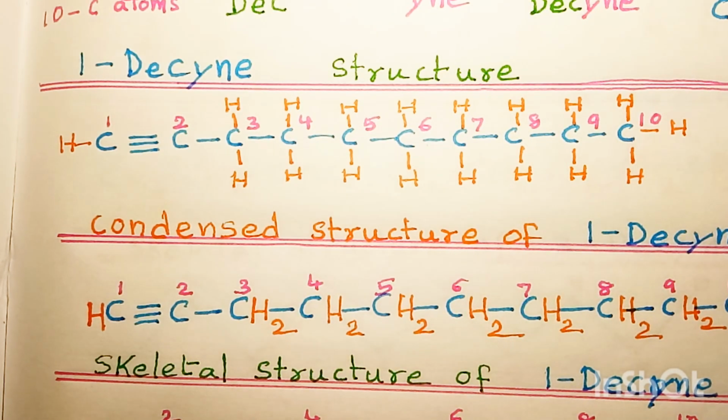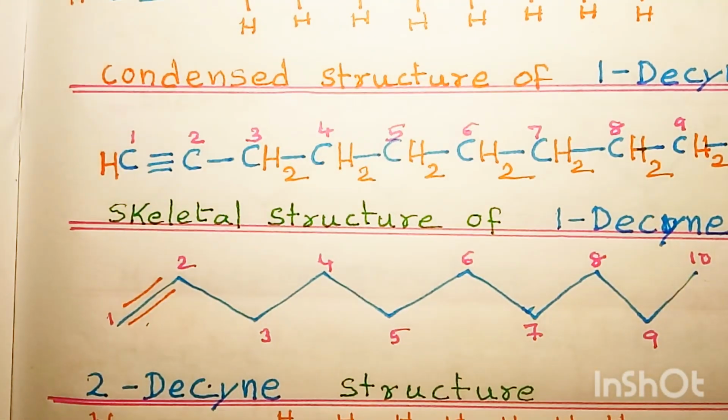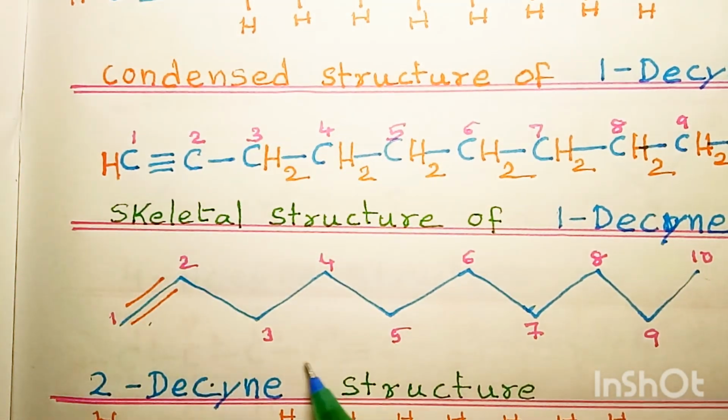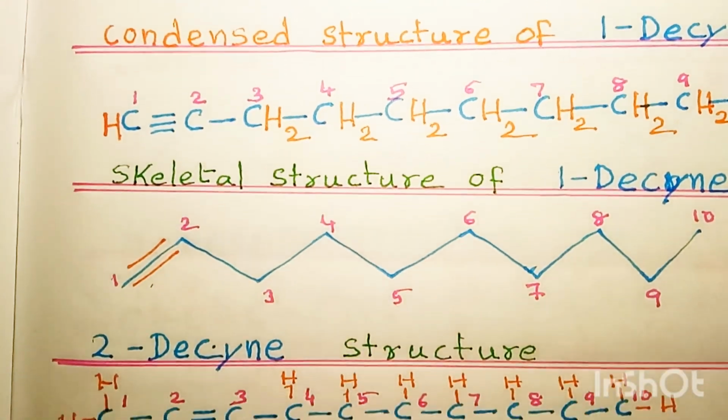This is the 1-decyne skeletal structure. You draw a zigzag line up to 10 and draw 2 extra lines between 1 and 2. This becomes 1-decyne. So this is 1-decyne, with 2 extra lines between 1 and 2.